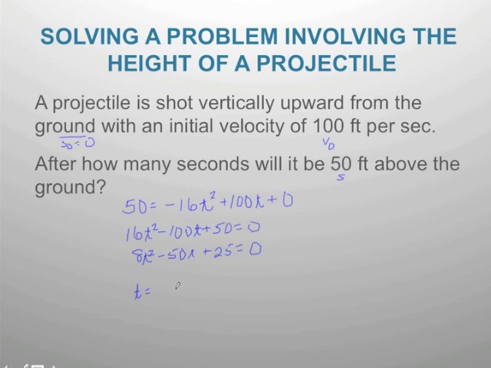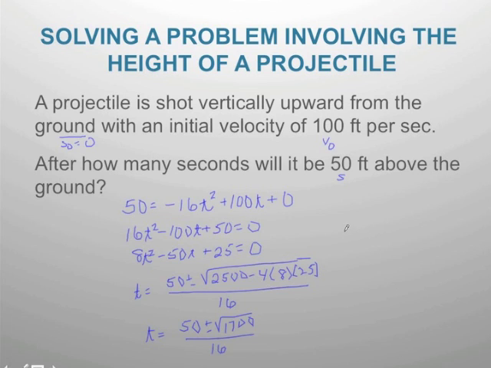And my t will equal 50 plus or minus the square root of 50 squared, which would be 2,500, minus 4 times 8 times 25, all divided by 2a, so all divided by 16. Means t will equal 50 plus or minus the square root of 1,700. So it'd be 2,500 minus 800 would be 1,700, divided by 16.